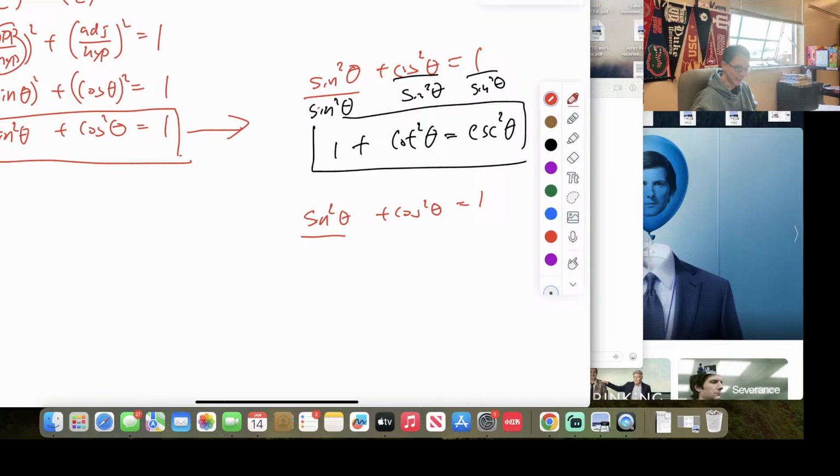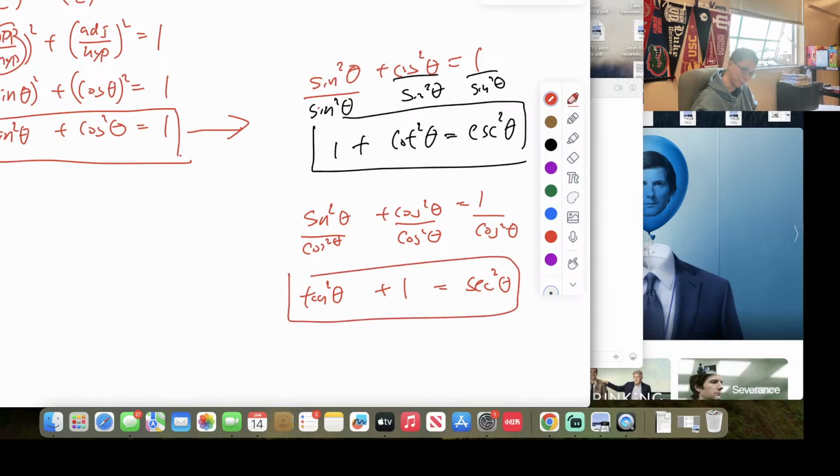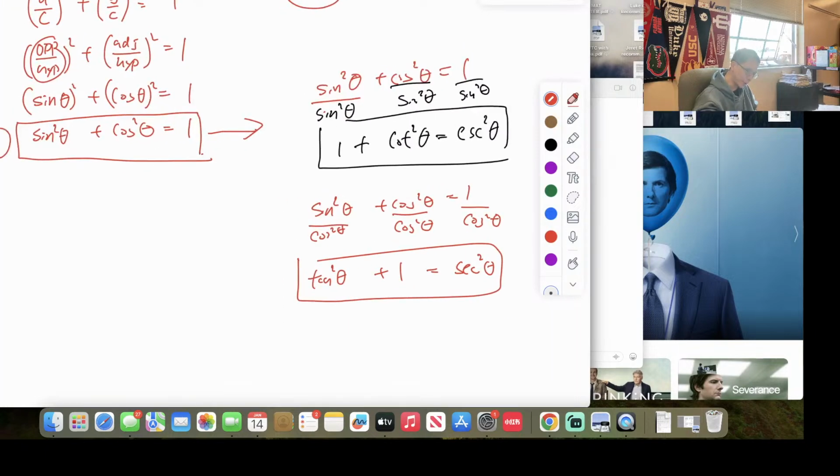Okay, so instead of dividing by sine squared, I can divide by cosine squared. If I divide by cosine squared theta, what would you get? Tangent squared theta plus 1 equals what? Secant squared theta, right? And that becomes the third identity. So you learned the Pythagorean identities. This is the first one, this is the second one, this is the third one.